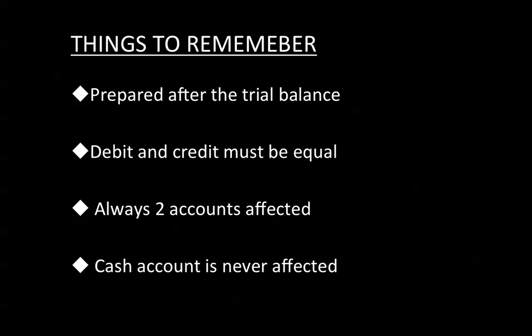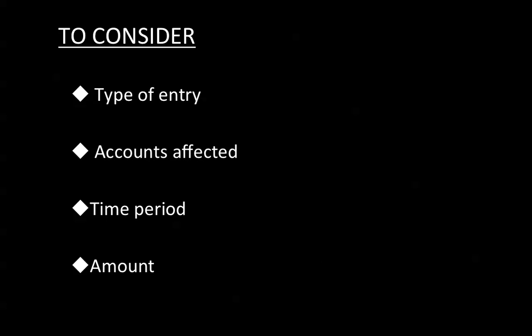So there's a few things you need to remember with adjusting journal entries. They're prepared after the trial balance, the debit and credit must be equal, there's always two accounts affected, and the cash account is never affected. Before you start your adjusting entry, there's 4 things you need to consider: firstly, the type of entry, the two accounts affected, the time period, and the amount.